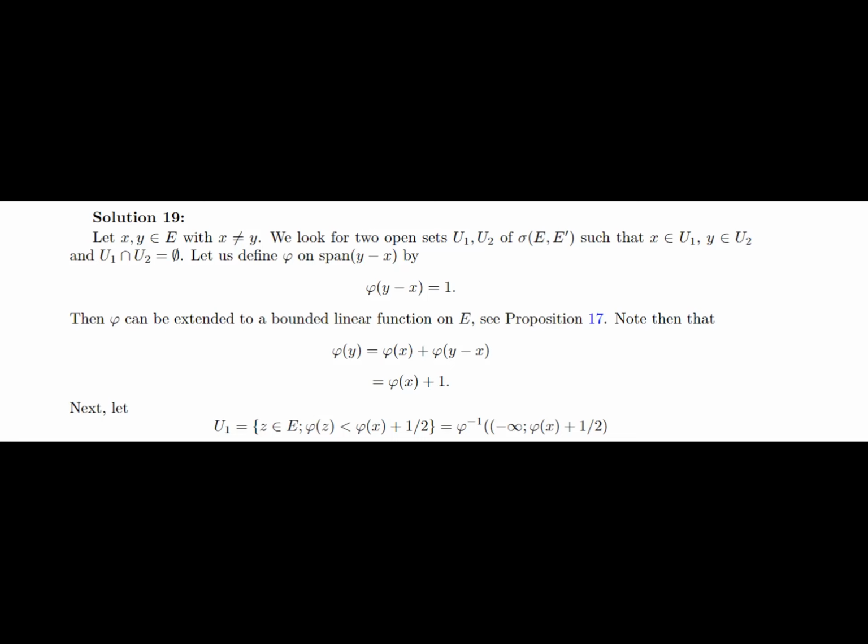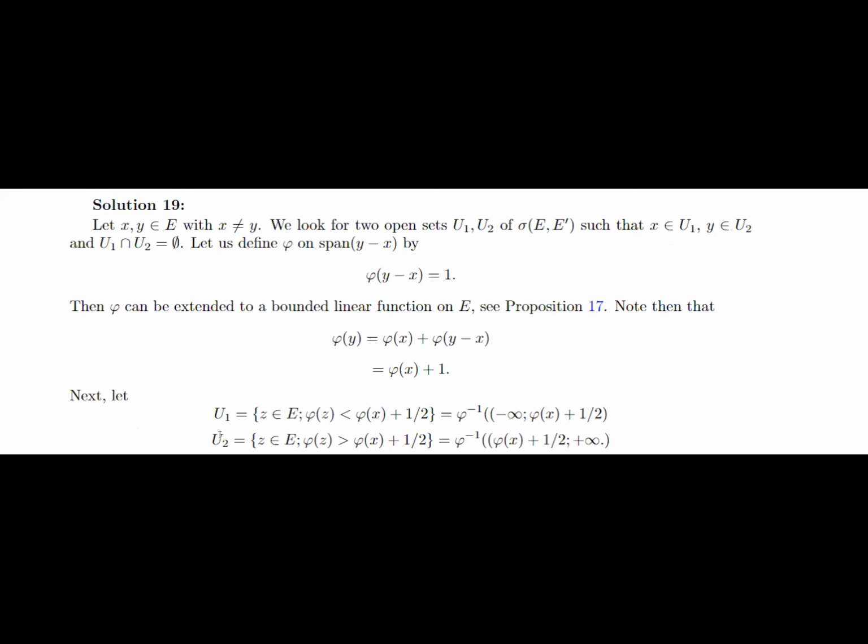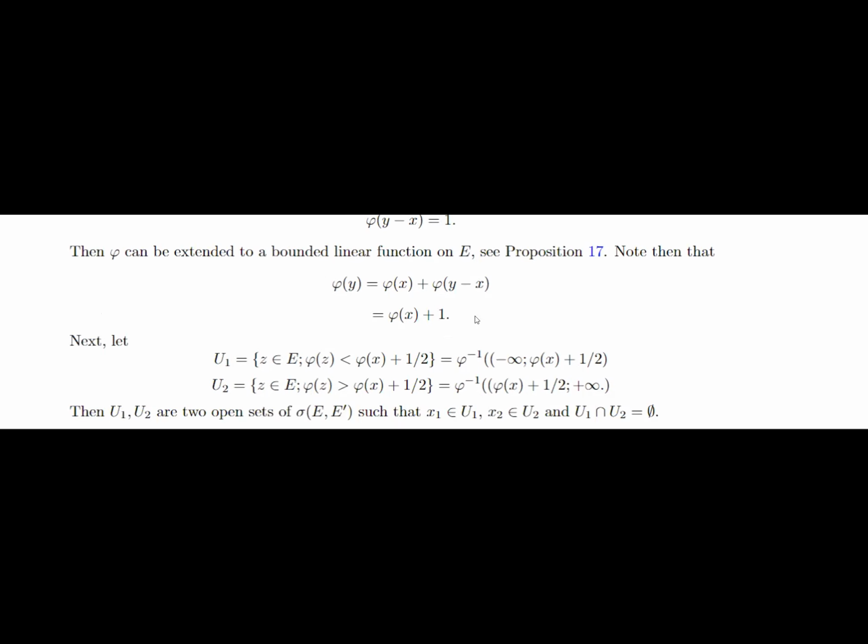So we're good. And also, U2 is the other way around. I define it as that, and it's also an open set. And now, the intersection of U1 and U2 is empty. So we're done.